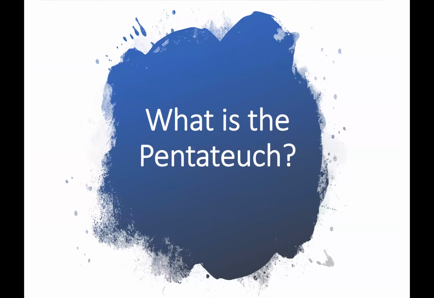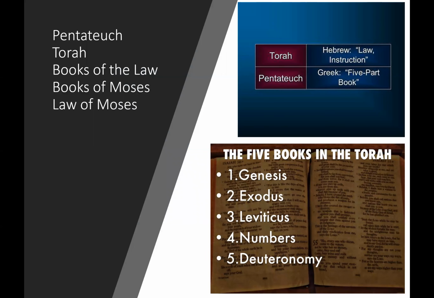So what is the Pentateuch? The Pentateuch is actually the first 5 books of the Bible. Jews refer to it as the Torah. It is also known as the books of the law, the books of Moses, the book of Moses, and also the law of Moses. The Pentateuch actually means, in Greek, 5-part book, or the 5 scrolls, whereas Torah means the law. And so these are all ways that we can refer to the first 5 books of the Bible.